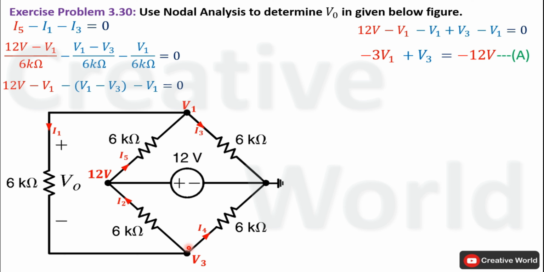Now we will apply Kirchhoff's current law on this node. On this node, only one current is entering, I1, while two currents are leaving, I2 and I4.